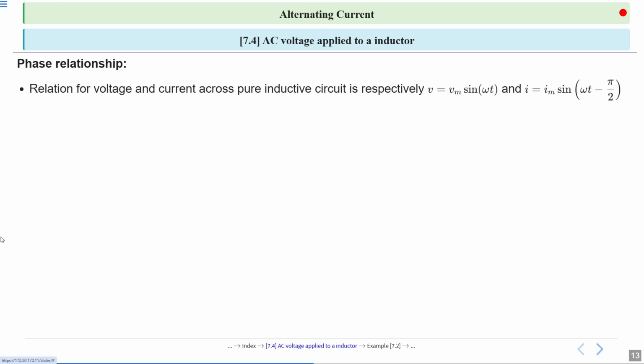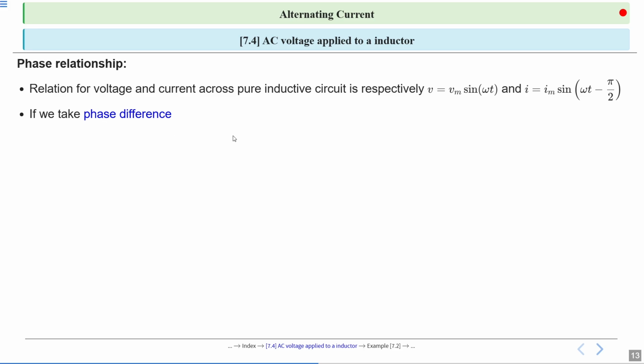Let's see the phase relationship now. The relations for voltage and current across a pure inductive circuit are respectively V equal to Vm sin omega t and I equal to Im sin (omega t minus pi by 2). We derived the expression for the current and assumed the same source for all the cases: purely resistive, purely inductive, purely capacitive. So voltage is V equal to Vm sin omega t, and only the expression for the current changes, which is I equal to Im sin (omega t minus pi by 2) in the case of a purely inductive circuit.